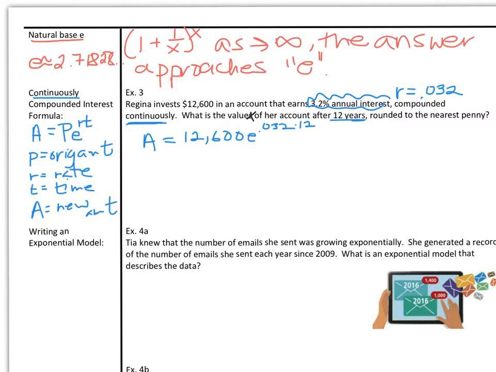Now, as we enter this in, you can enter this all in at once. Just make sure that you have a parenthesis around this whole amount if it doesn't already put it there for you. And if you enter this in, after about 12 years, Regina has a nice amount of money, approximately $18,498.63 to the nearest penny. The continuous formula is pretty easy to work with.